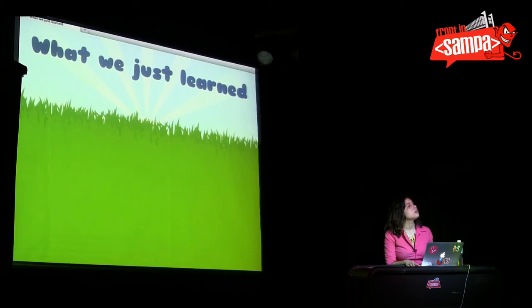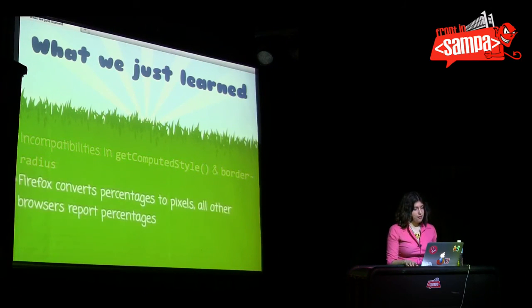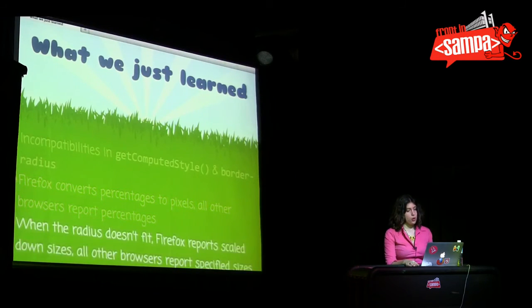So what did we just learn? There are incompatibilities in getComputedStyle and border radius. Who would have expected incompatibilities between browsers? Wow. Firefox converts percentages to pixels. All other browsers just report percentages. When the radius does not fit in the box, Firefox reports the scaled down sizes that it's actually using. All other browsers report specified sizes, which is what we specified before any scaling down happened.